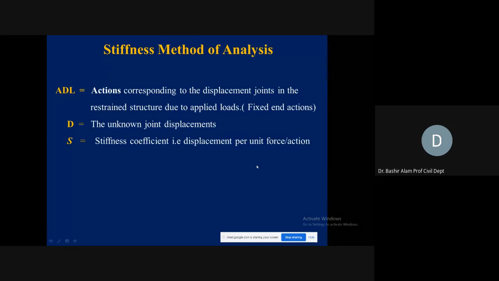So, okay, we'll make this correction, but stiffness, it is the force required to produce unit displacement.